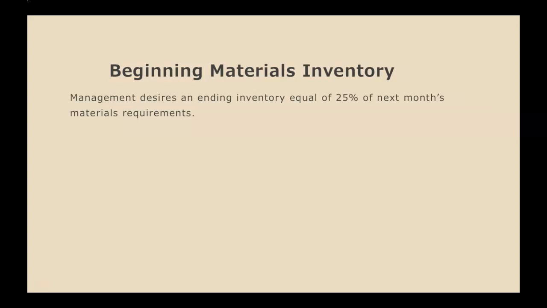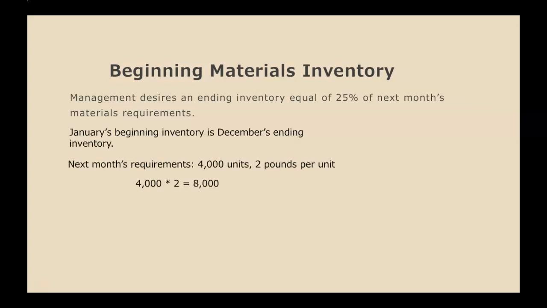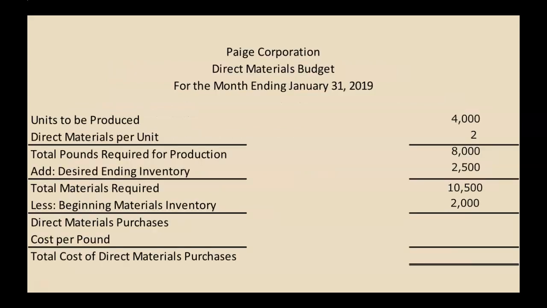So next month's requirements is January's requirements in this case. So 4,000 units, 2 pounds per unit, we get that 8,000. We need 25% of that. And we find that 25% of 8,000 is our 2,000. Now, direct materials purchases. We get that by taking our total materials required and subtracting out our beginning materials inventory. So we're left with 8,500 here.